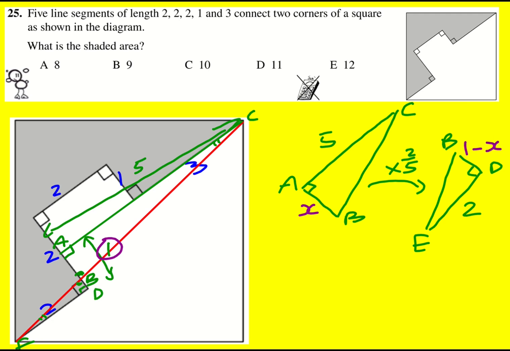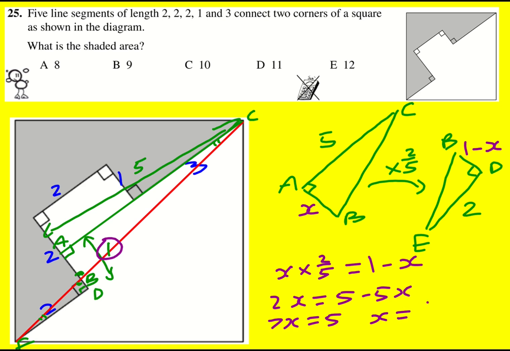And we're on our way now because, like we said, we've got similar triangles. 5 times 2 over 5 is 2, which means X times 2 over 5 is equal to 1 minus X. And I can work out this length. So 2x is going to be 5 minus 5x. 7x equals 5. There we go. X is equal to 5 over 7. This is 5 over 7, and this is going to be 2 over 7.